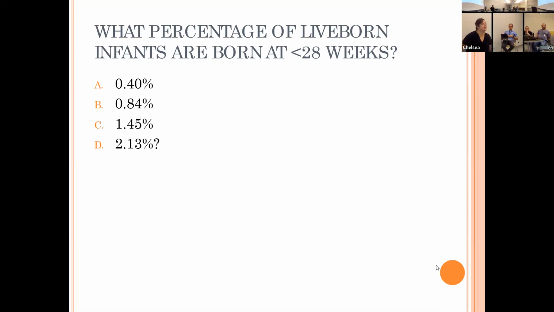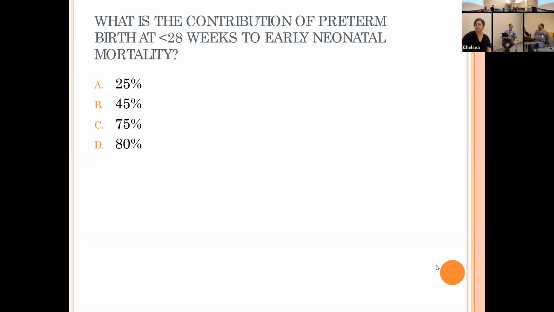Think about how many. These are EPIC babies, right? Kind of. I think EPIC babies are under 29, but anyways. So it's actually numerically not that many babies. No, because we get what, about 55 a year here? Out of 17,000 that are born a year? So you think about it, it's actually not that many babies.